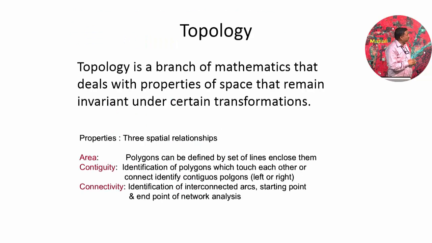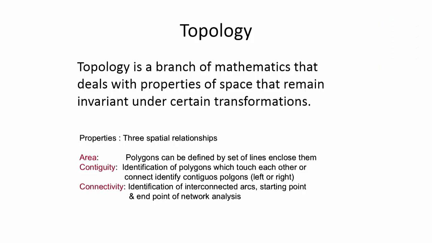Then another important thing is topology. Topology is considered to be the backbone of GIS. The reason is that the entire analysis you do on a computer is totally governed by topology. The basic meaning is that there are three spatial relationships: area, contiguity and connectivity. It happens in vector, not in raster. The topological model states that if any transformation is given to a model, its area, contiguity and connectivity will not change.